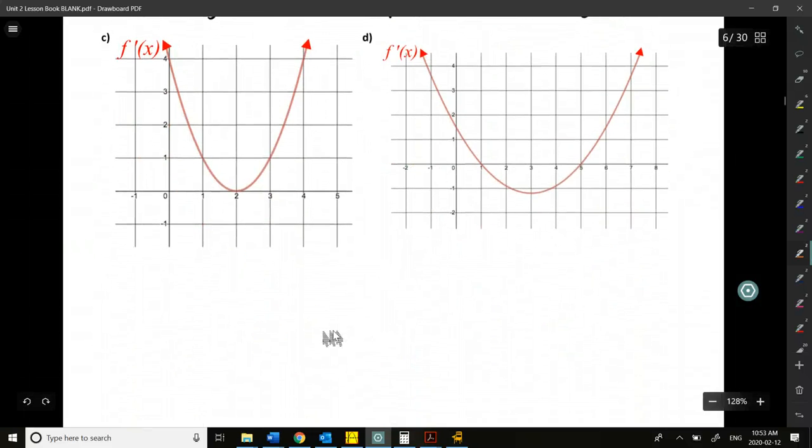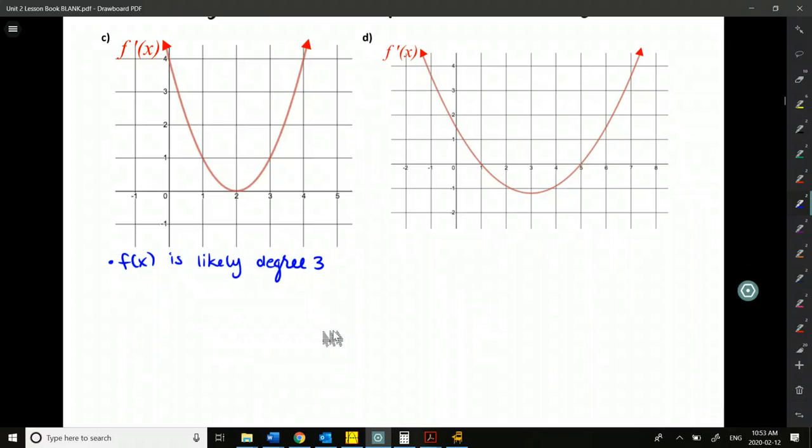f prime at x. So if f prime at x is a quadratic, what could we say about f at x? Okay, so it's probably degree 3, or a cubic. What else do we know? What does this tell us?